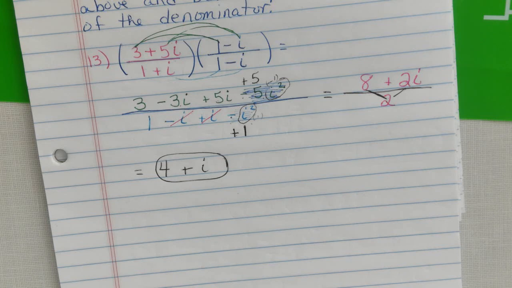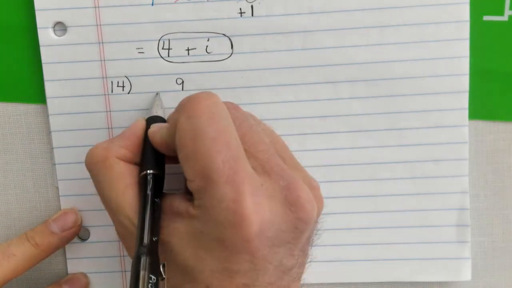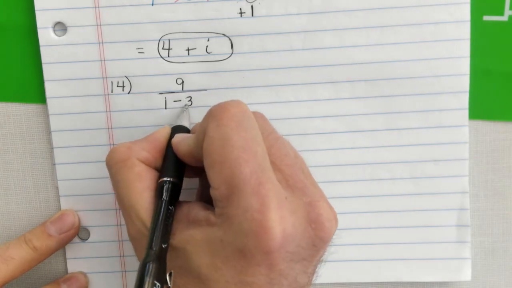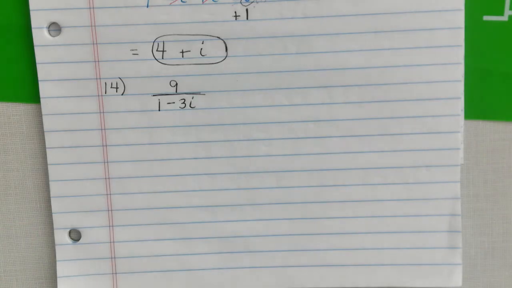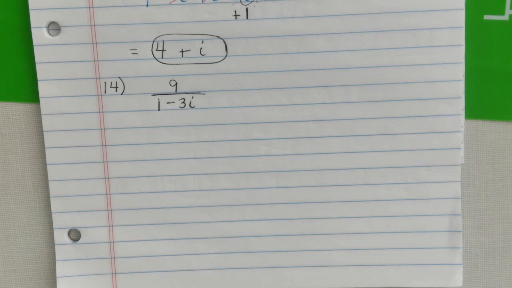Let's do one more of them before I break. Let's do number 15. It's the last problem in the assignment, so it must be the hardest. Let me write this one down. 9 divided by 1 minus 3i. So we have the real number 9 divided by the complex number 1 minus 3i.